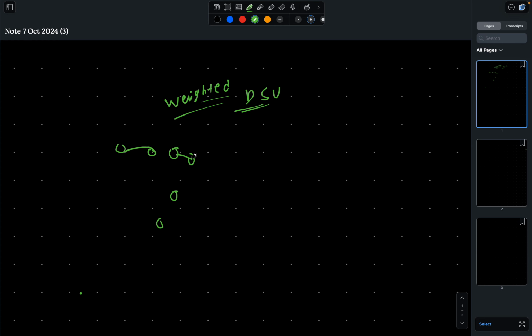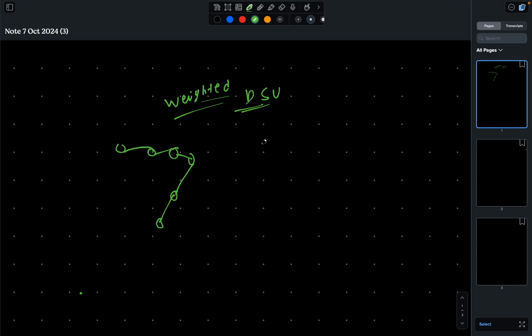If I connect them, now there are only four. If I connect this, now there are three. If I connect this, now there are only two disjoint sets. If I connect this, now there is only a single disjoint set. And so how do we calculate this?